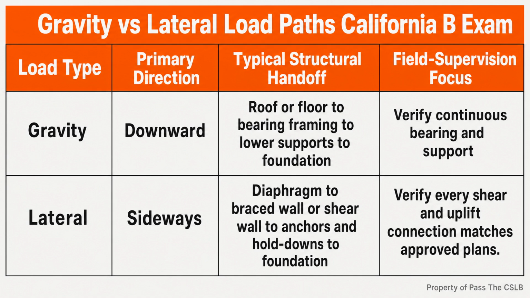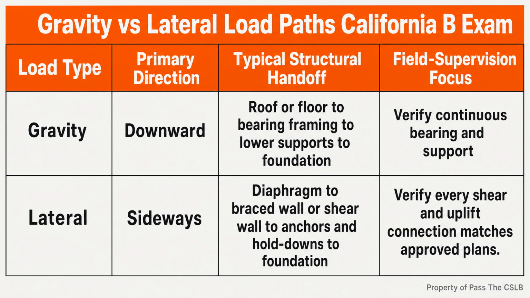Looking at this comparison, I separate the two paths by direction, resisting action, and the field question I need to answer. For gravity, I ask whether the bearing members provide a continuous downward support path. For lateral force, I ask whether every mechanical connection transfers shear or uplift into the next designated element. A wall can be excellent at the first job and incomplete at the second.